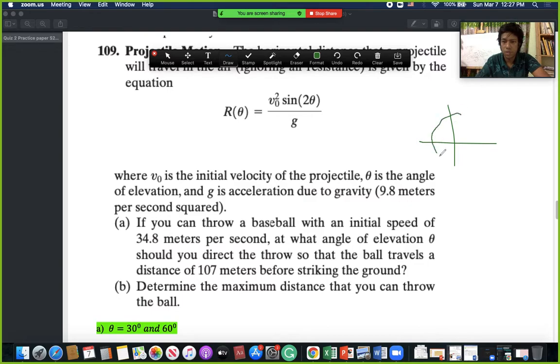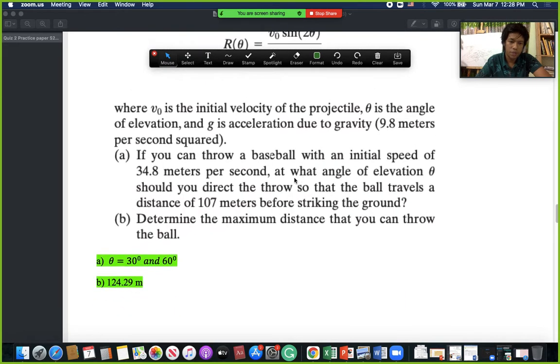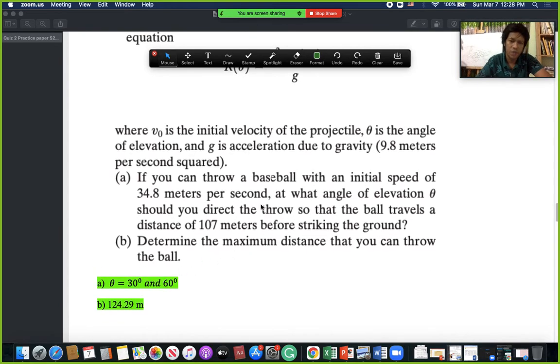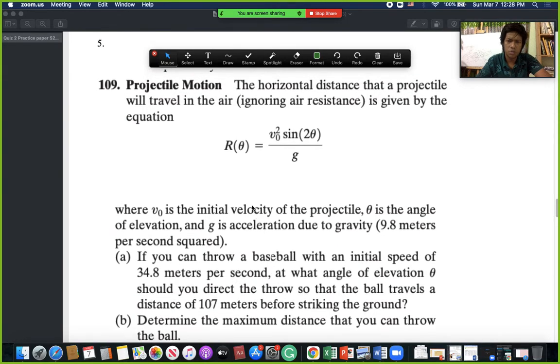If we draw some circle just randomly, 60 degree will be here, and then the reflection of 60 degree, because positive sign will come. That's why 120 and 60, and if you divide it by 2 because of this 2 theta, then you'll get 30 and 60. Or you can use the rule also. And for this one, 124, determine the maximum distance that you can throw the ball. Actually here we used the value from the first question, which is always not true.